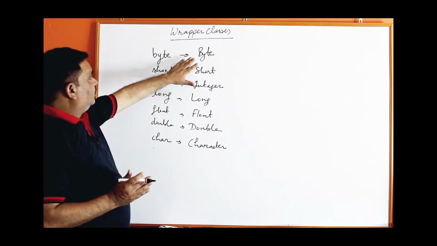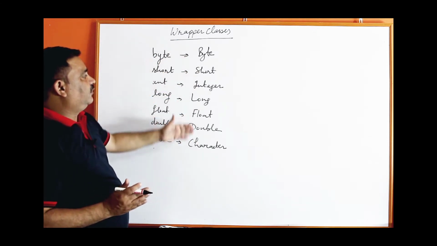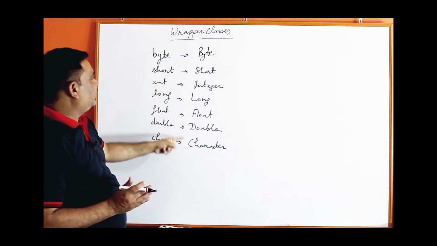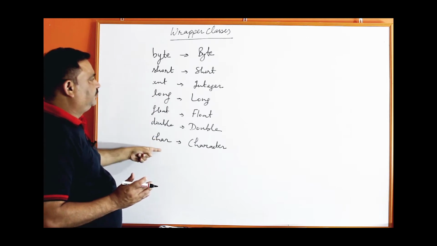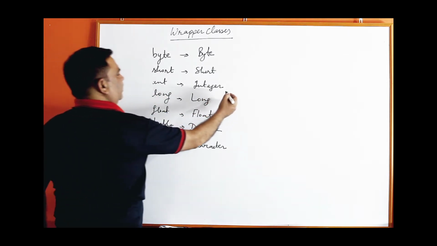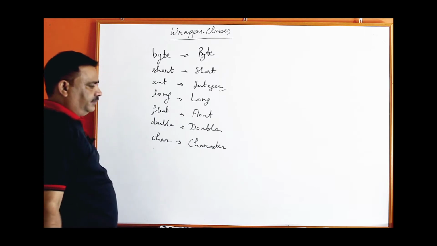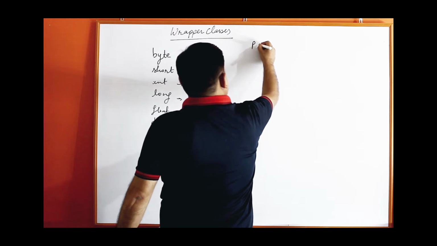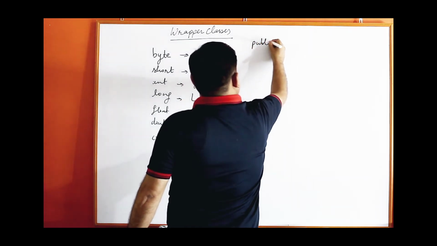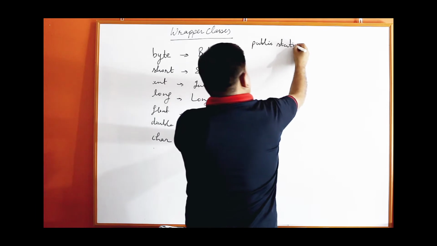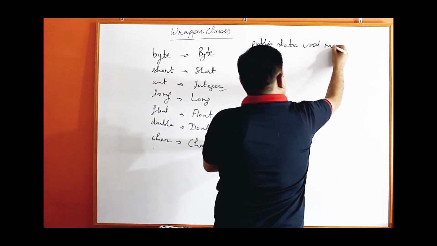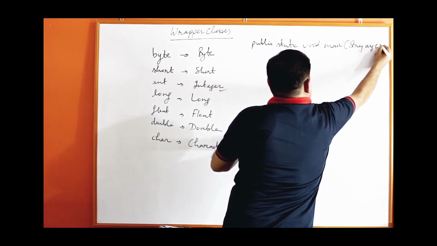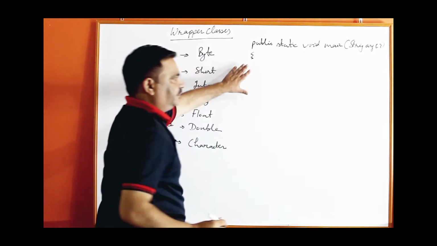So I am going to explain you some functions of these classes. These are the names of the classes which are associated with the data types. I am going to explain some functions of numeric data classes like Integer. You can make any function, like public static void main, string arguments. This is the function.